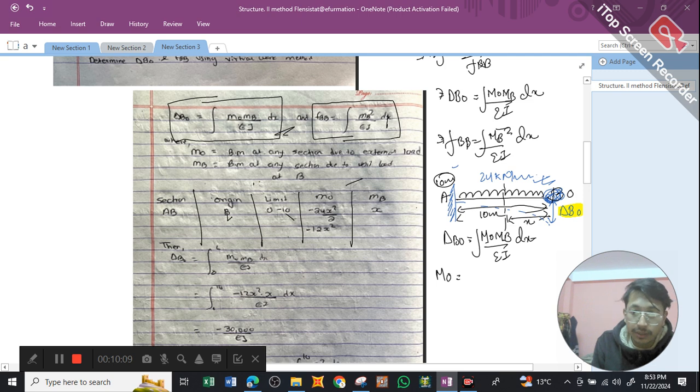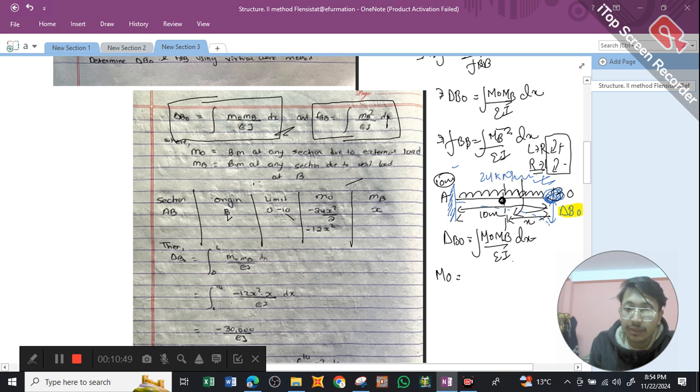So what will happen is, we're going to take the bending moment at this point, taking origin at B, so we're moving from right to left. 24 kilonewton meter is acting downward, and it is going to produce clockwise movement. We have our rule: while moving from left to right, clockwise movement is taken as positive, or while moving from right to left, clockwise movement is taken as negative. So you need to remember this. While moving from left to right of a beam, clockwise movements are taken as positive.